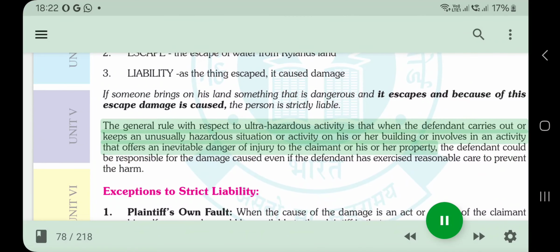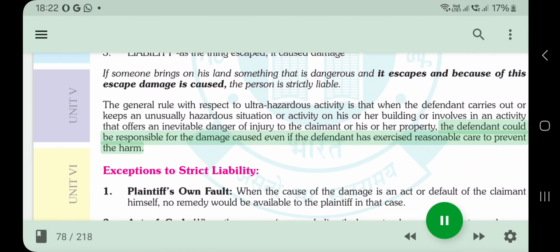The general rule with respect to ultra-hazardous activity is that when the defendant carries out or keeps an unusually hazardous situation or activity on his or her building or involves in an activity that offers an inevitable danger of injury to the claimant or his or her property, the defendant could be responsible for the damage caused even if the defendant has exercised reasonable care to prevent the harm.